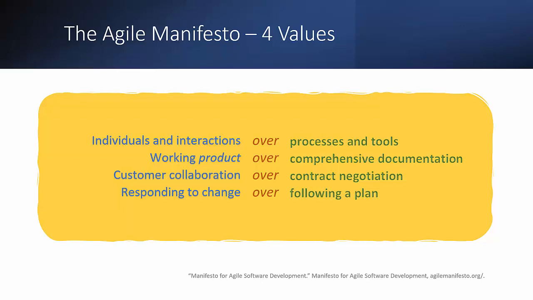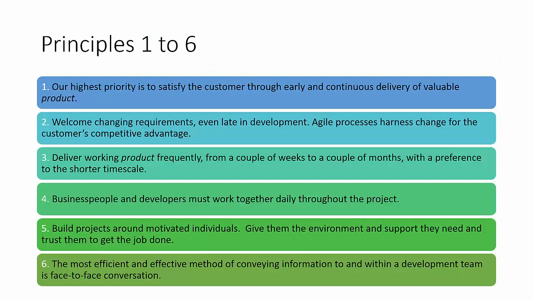The Agile Manifesto, or the Manifesto for Agile Software Development, in addition to these 4 values, which I find are very important for us to understand the philosophy behind agility, also has 12 principles. These 12 principles kind of create a more tangible frame within which to place these 4 values. Here are the first 6 of these principles.